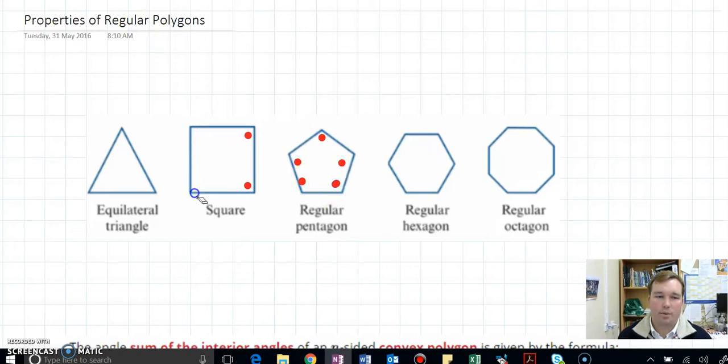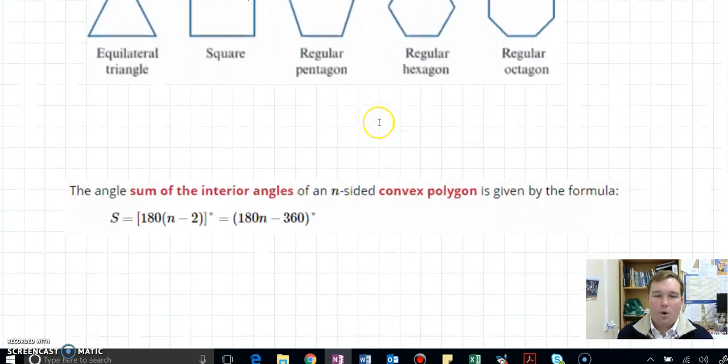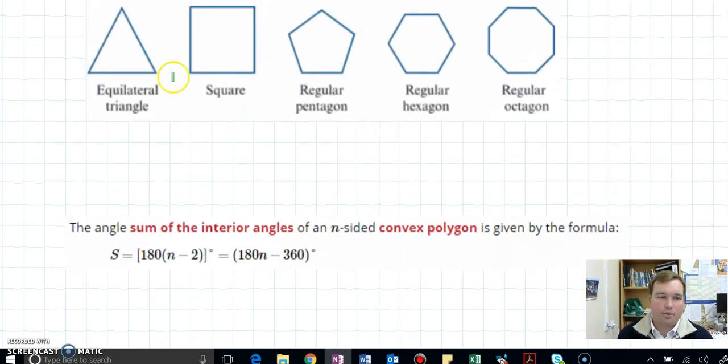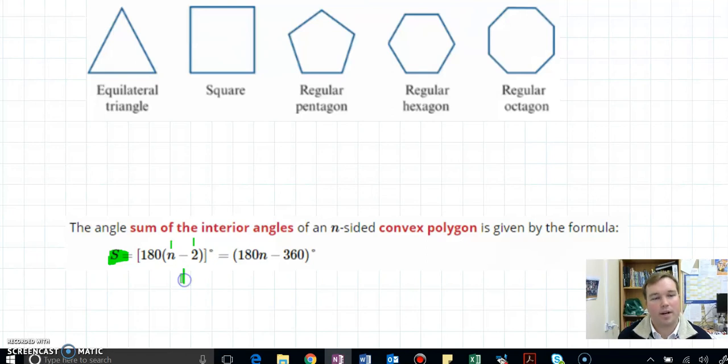All of those angles will be the same inside a shape. And you should know the names of the shapes up to octagon. Now, the sum of the interior angles is given by 180 multiplied by n take 2. So if you have three sides in a triangle, the sum of the interior angles is 180 multiplied by 3 take 2, which is 180 times 1, just 180. That rule applies for all polygons, not just regular ones. So you can work out the angles inside a polygon using that formula.